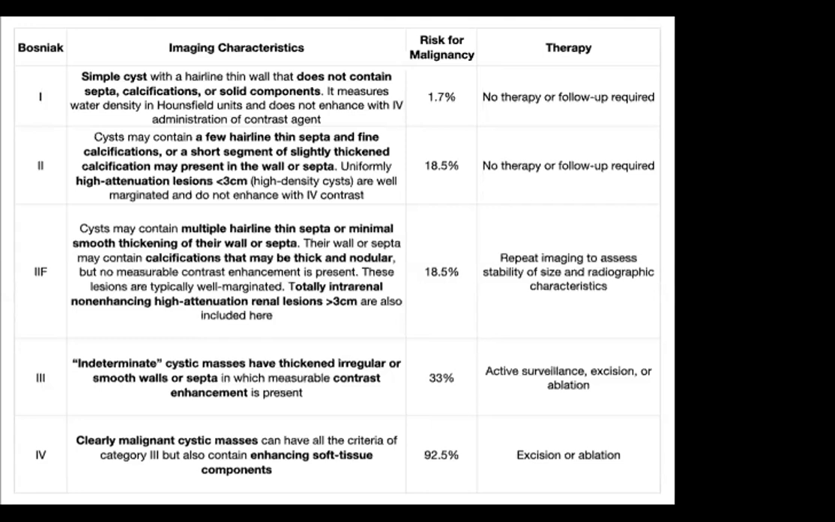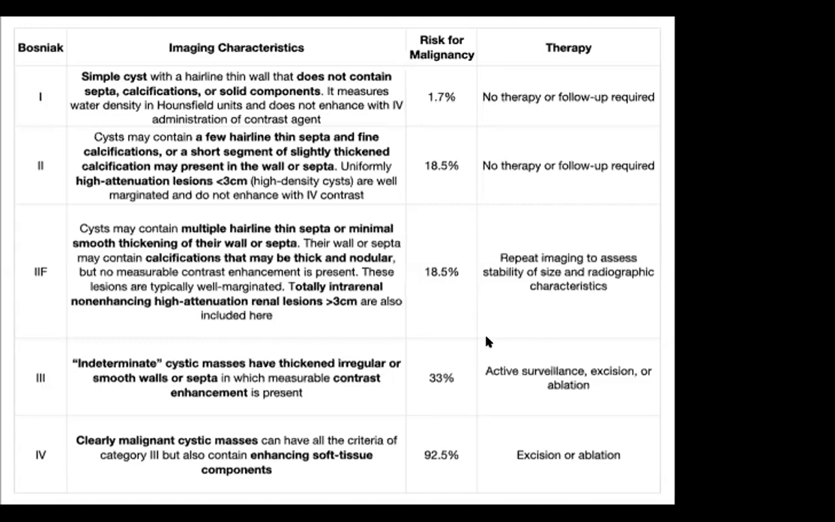I won't read the whole thing. I'll just dictate the essential characteristics for each grade. For Bosniak 1, it is a simple cyst that does not contain septa, calcification, or solid components. It has a 1.7% risk for malignancy, and in these cases, there is no required therapy or follow-up.